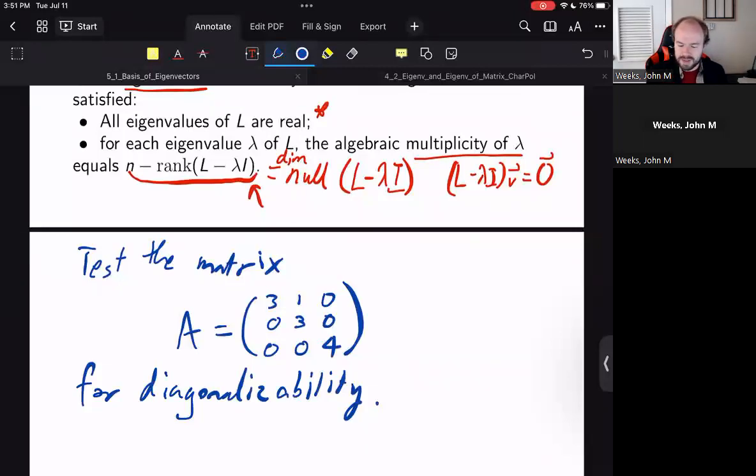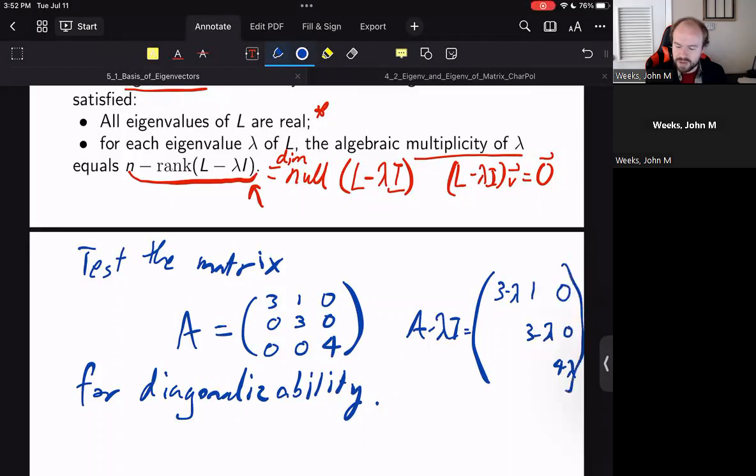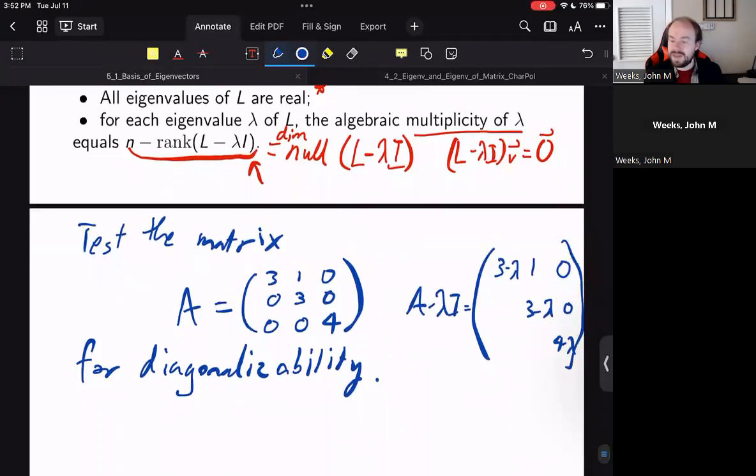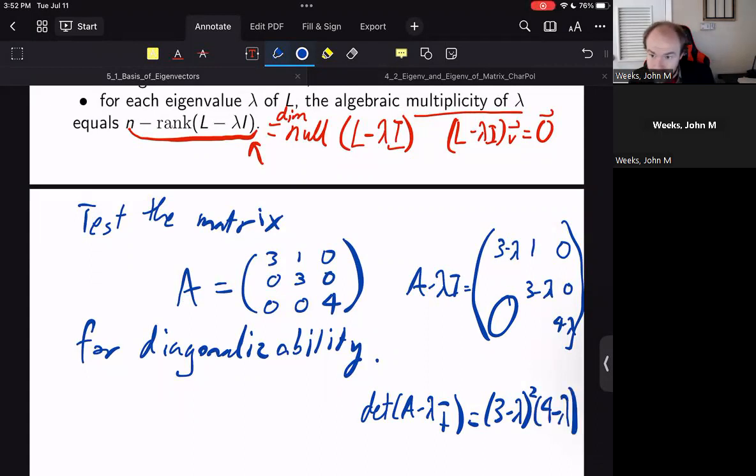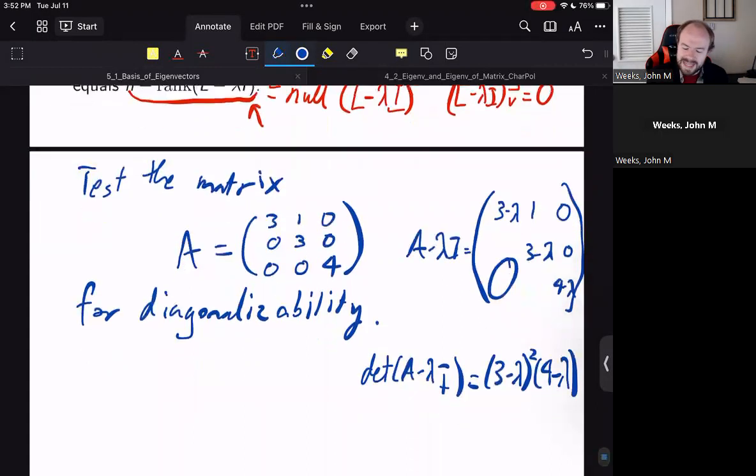To do this, I'm first going to form A minus lambda I. I'm just taking the diagonal entries and subtracting lambda. In fact, we might notice that this is an upper triangular matrix, so figuring out the characteristic polynomial is going to be very nice. The determinant of this matrix is going to be (3 minus lambda) squared times (4 minus lambda). That gives us two roots.